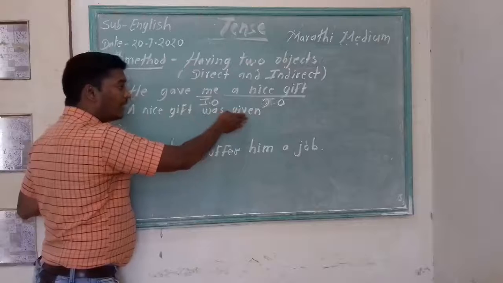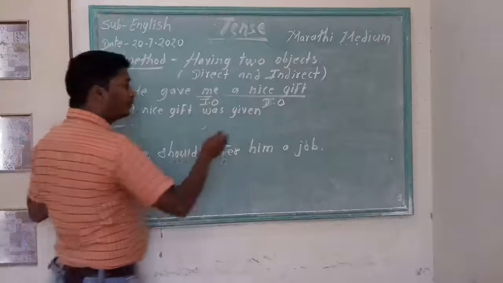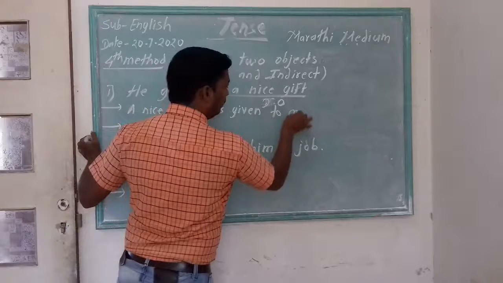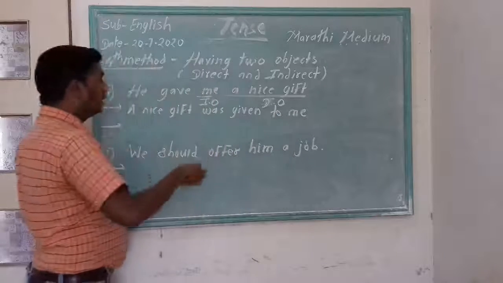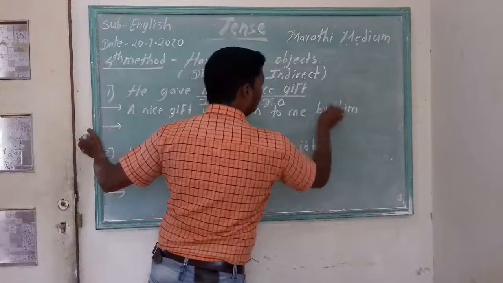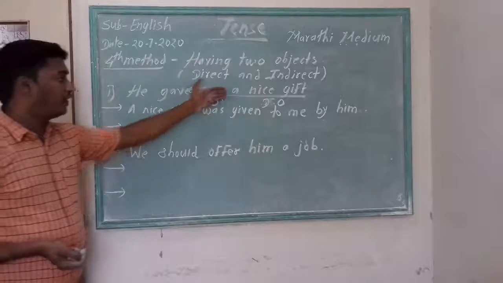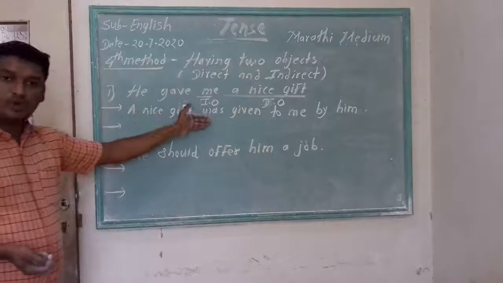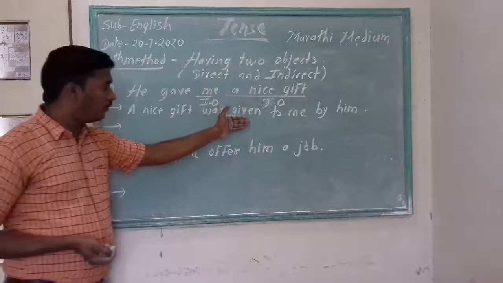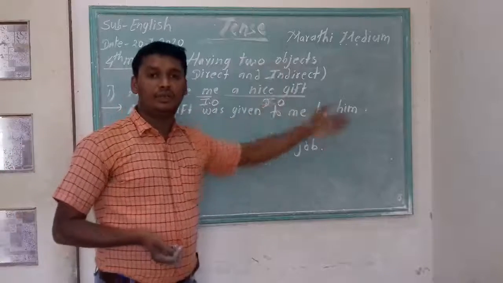Then we have to write the indirect object, but before the indirect object take the preposition to complete its meaning: to me. Then by, then him: by him. So the passive voice is: first direct object, proper auxiliary verb, past participle of the verb, indirect object with to, then by, then him.